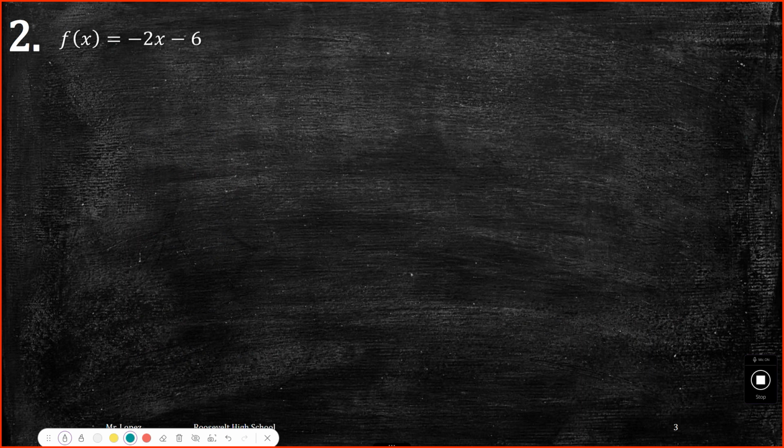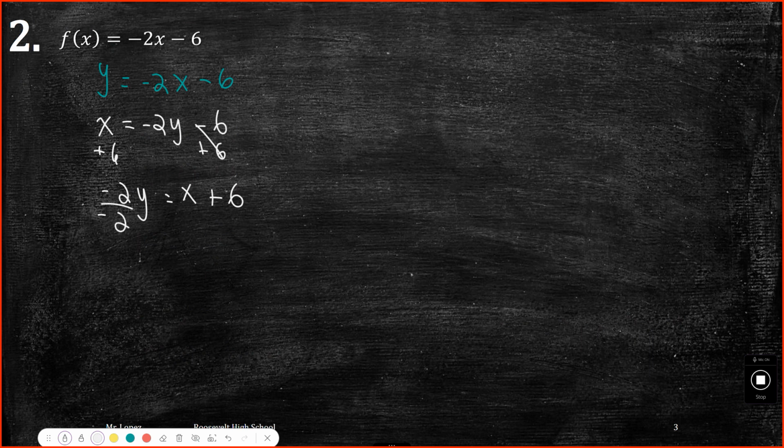F of x is what? F of x is y. So y equals negative 2x minus 6. Now we go to step 1. And step 1 is to do what? Switch the x with the y and the y with the x. X is equal to negative 2y minus 6. Now what? What are the steps in solving? Add 6 to both sides. So that's going to be negative 2y equals x plus 6. Then what? Divided by negative 2 on both sides.